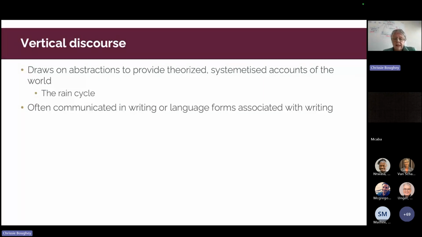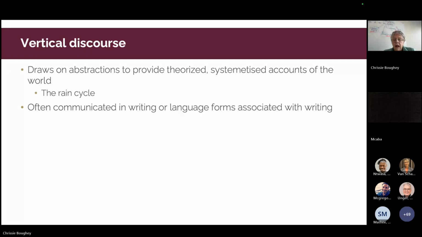Now that rain cycle uses abstractions: condensation, evaporation, and so on. And it provides a systematized account, a rain system, if you like, a theorized account. We can't see that rain cycle happening. We can draw pictures of it in textbooks and so on, but we can't actually observe it happening. But what it will do is explain rainfall, no matter where we are, now and into the future.